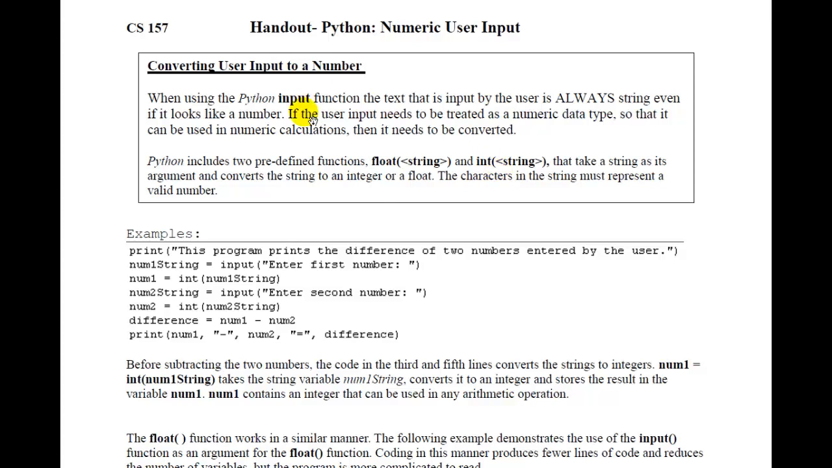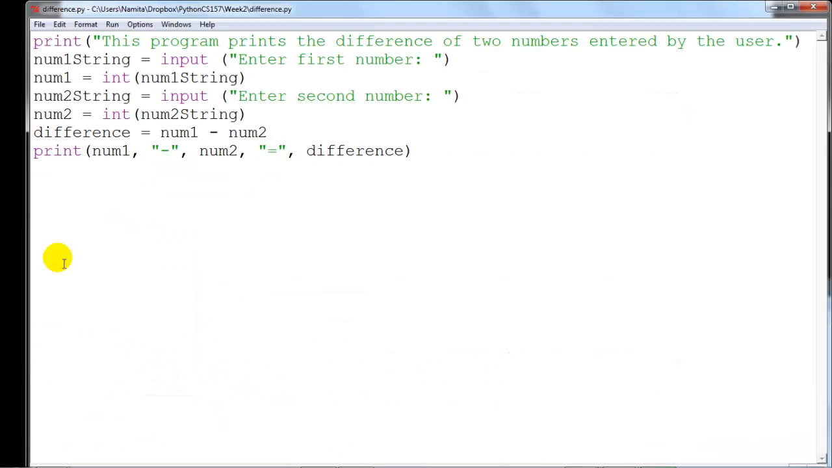So the Python input function, when it reads the text that's input, always reads it as a string, even if the text that's input is just numbers. Let's look at two examples. Here's the first example, and I'm going to open this program and see what happens.